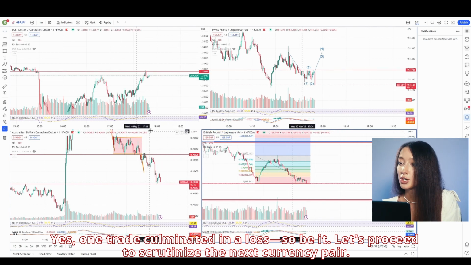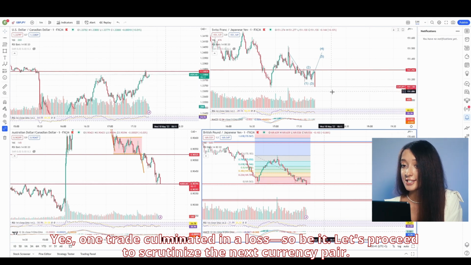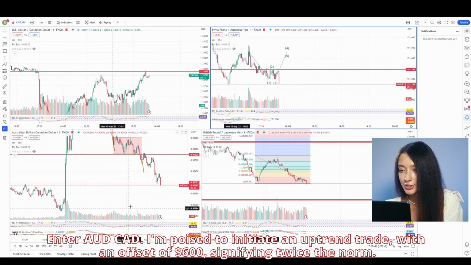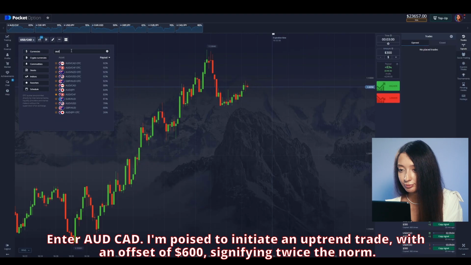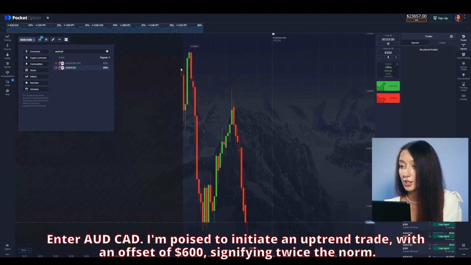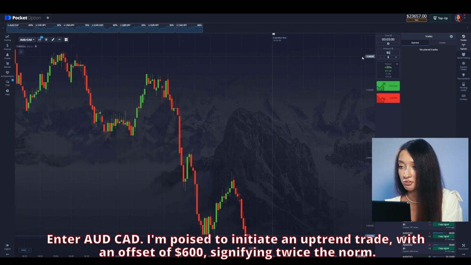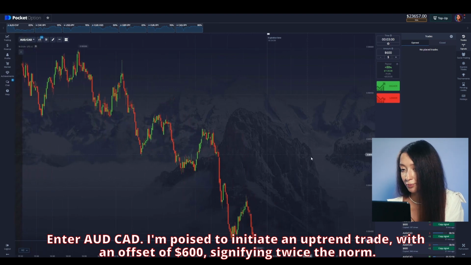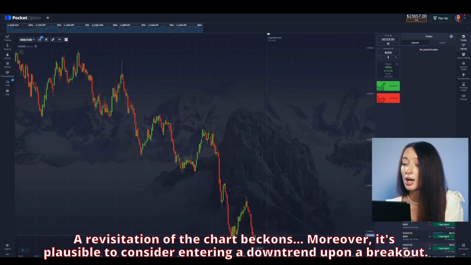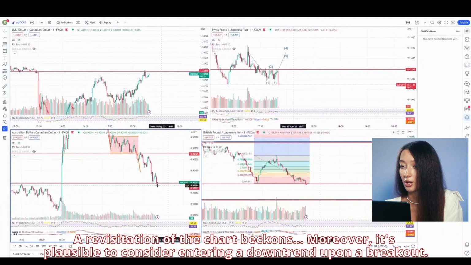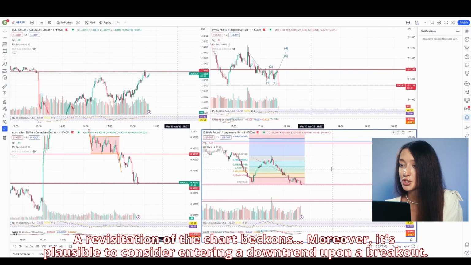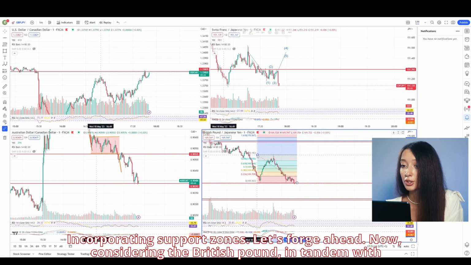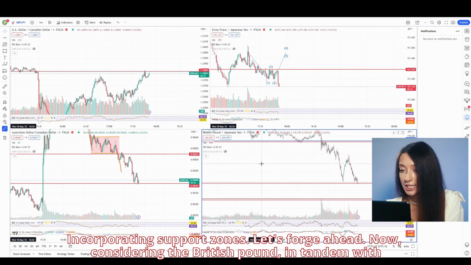Let's proceed to scrutinize the next currency pair, guys. So, enter yen and CAD. I'm poised to initiate an uptrade with an offset of $600, significantly twice the norm. Looking at the chart, it's plausible to consider entering a downtrend upon the breakout, incorporating the support zones. So let's forge ahead.